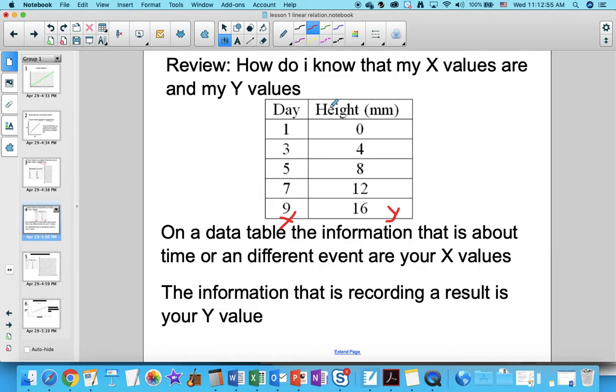Okay? So if I made a table on the number of people who like different sports, and I made a table that said hockey, soccer, racquetball, tennis, those different categories would be my x values, while my measurements, the number of people who like those sports, would be my y value. That would be another example.